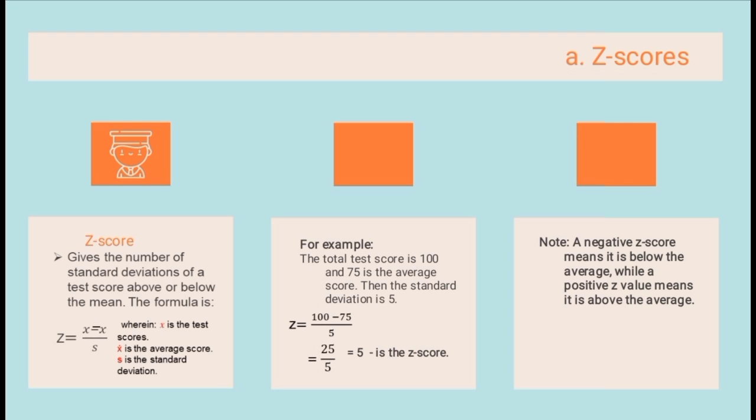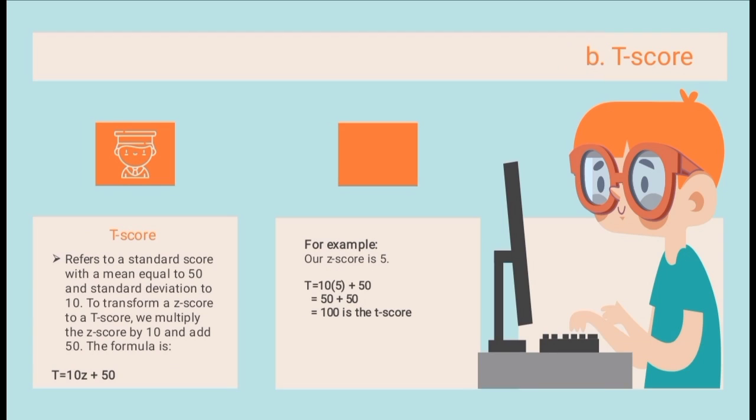And note, a negative z-score means it is below the average, while a positive z value means it is above the average. T-score refers to a standard score with the mean equal to 50 and standard deviation equal to 10.